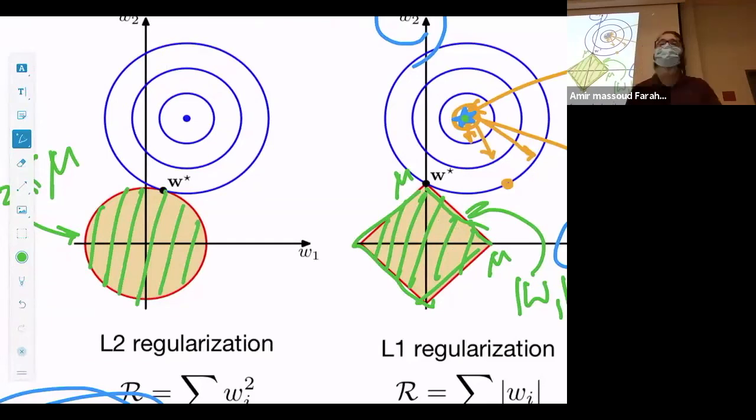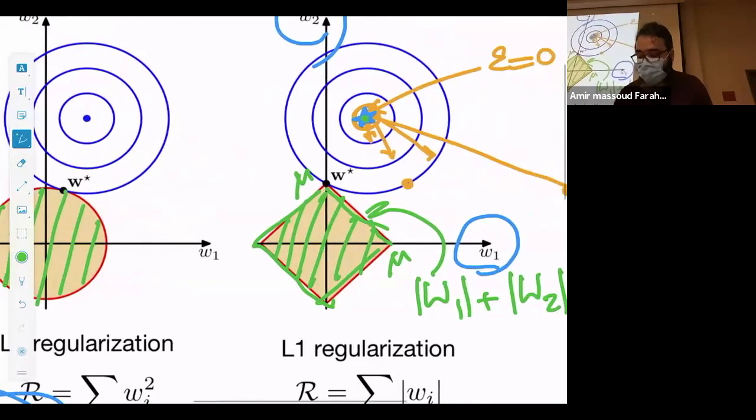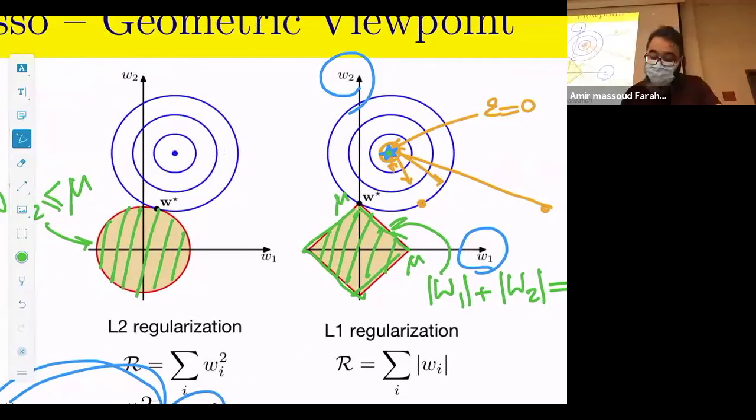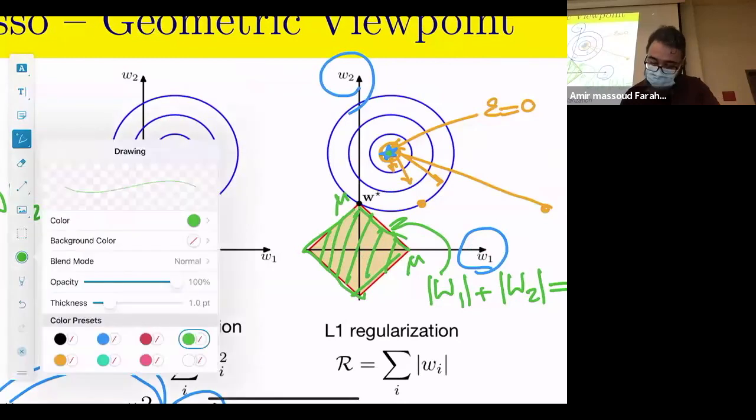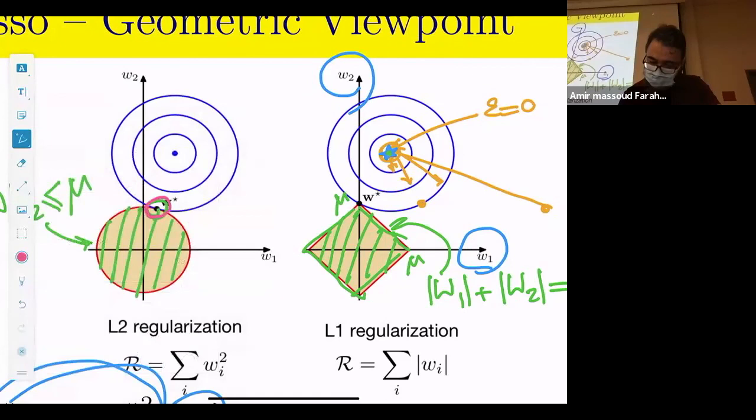So the first time these blue curves hit the orange region, we increase the level sets until we hit that point. And where does the hit happen? For the L2 region, for ridge regression, the hit happens at some point like here. Maybe I'll use a different color. It's happening at about that point.